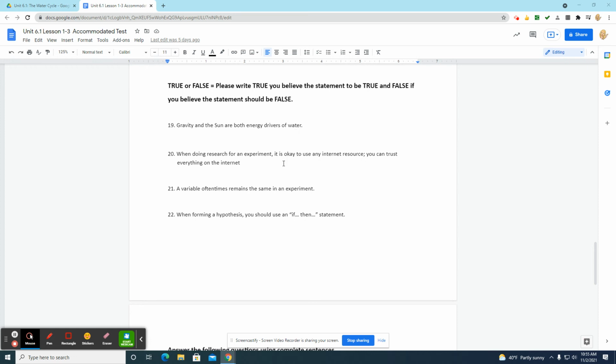Number 20. When doing research for an experiment, it is okay to use any internet resource. You can trust everything on the internet. Is that statement true or false? When doing research for an experiment, it is okay to use any internet resource. You can trust everything on the internet.